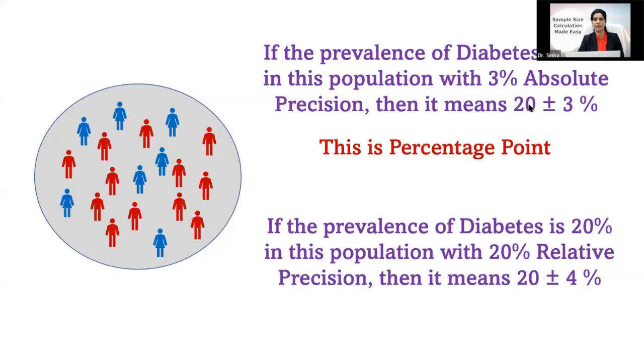So I have taken 20% minus 3, that will be 17%, and 20 plus 3, that is 23%. So this is percentage point. If I say that the prevalence of diabetes is 20% and I will take a 20% relative precision, in this case, what I will do, I'll take 20% of this 20, so it will be 4%. So the relative precision will be 20% plus minus 4%. So it will be from 16% to 24%.